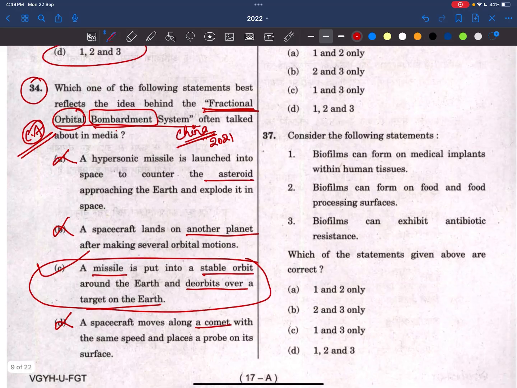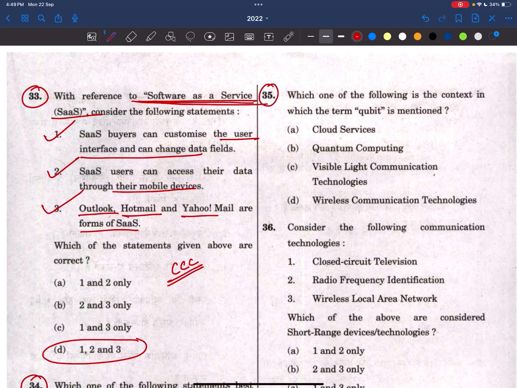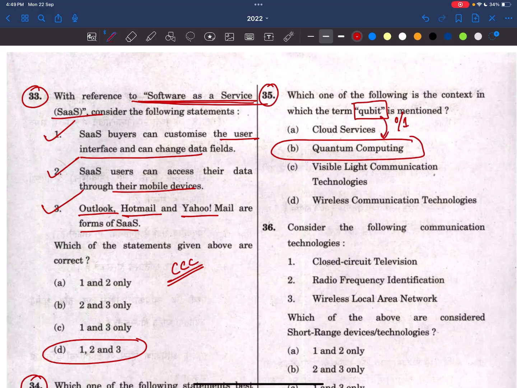Right? Come to the 35th question. Very easy question. Let's not waste time. In which one of the following is the context in which the term qubit is mentioned? See, qubit is mentioned in quantum computing, where in digital computing we use the binary bit state 0 or 1. In one qubit both 0 and 1 will be there. Okay, it is used in the context of quantum computing.